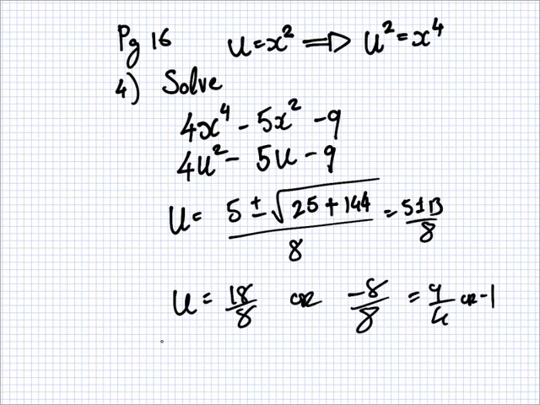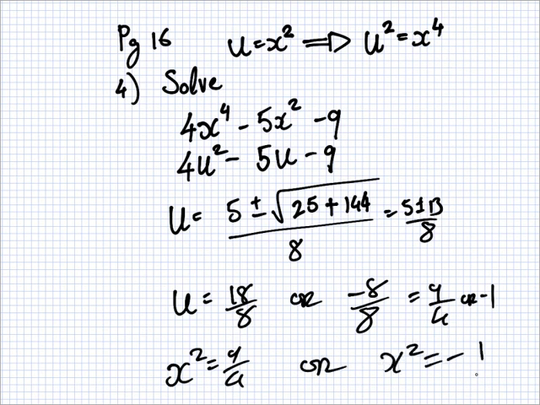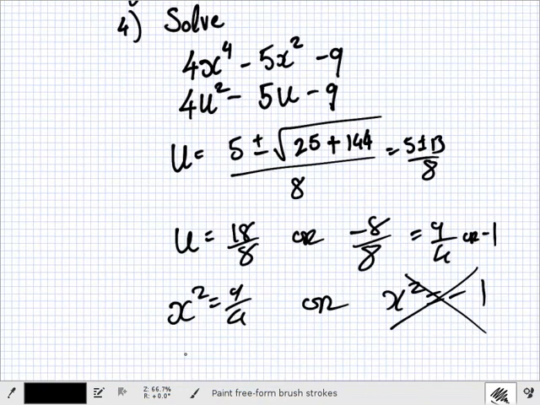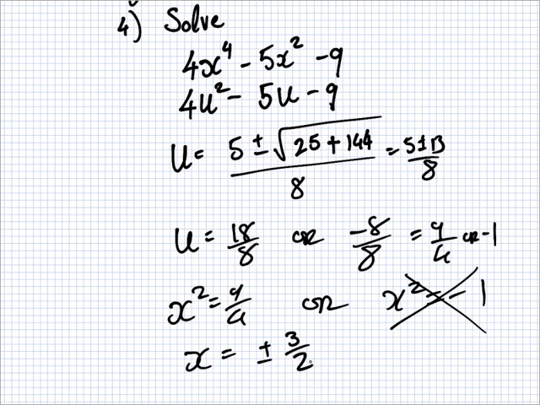So you have u, which is x squared. x squared equals 9 over 4 or x squared equals minus 1. Well, of course, that makes no sense. So we finish off with x equals plus or minus 3 over 2. Okay, write this down if you need to, please.